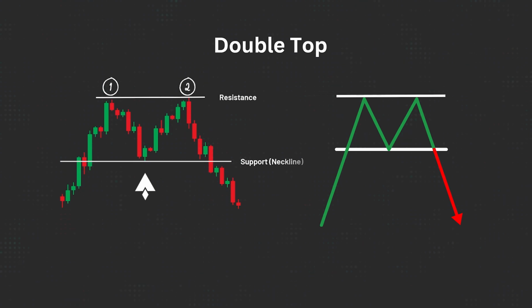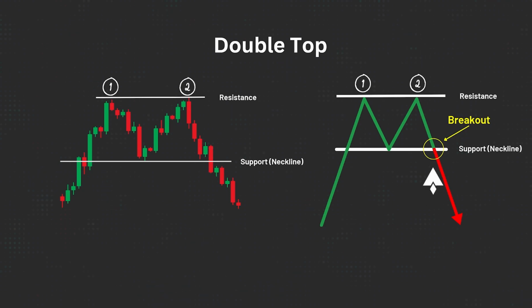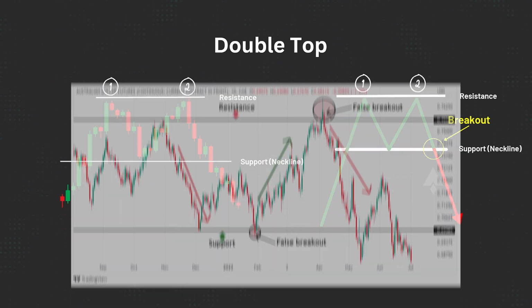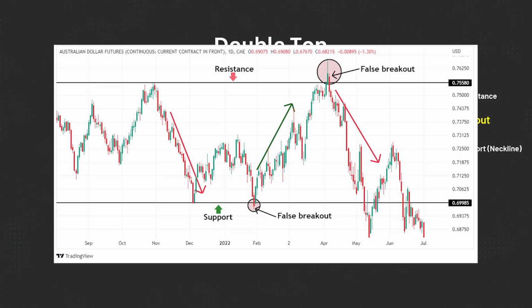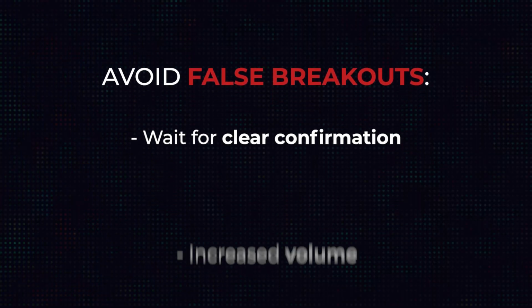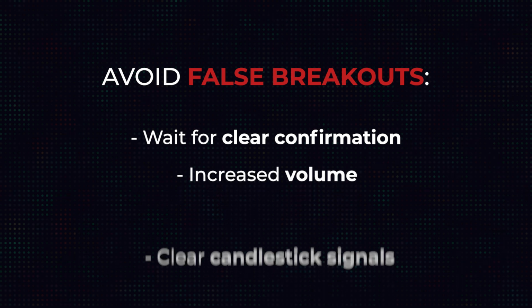When the price breaks through a support, resistance, or a trend line, this is what we call a breakout. However, not every breakout will result in a profitable trade. Sometimes a breakout occurs, but if there is not enough momentum behind it, the price can quickly reverse. This is known as a false breakout. To avoid getting caught in one, it's smarter to wait for a confirmation, such as increased volume or clear candlestick signals.